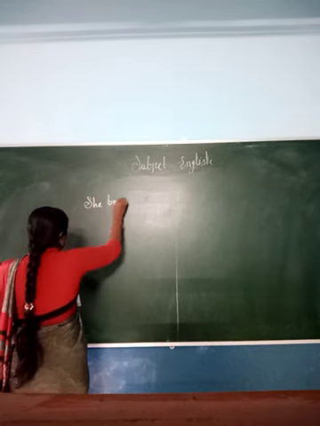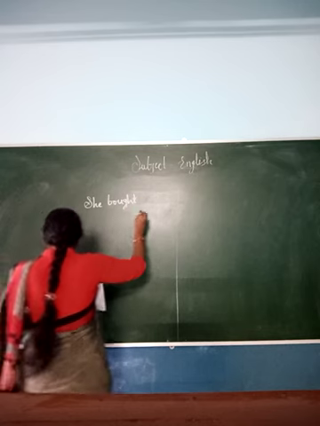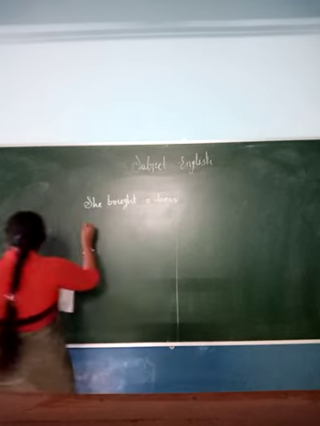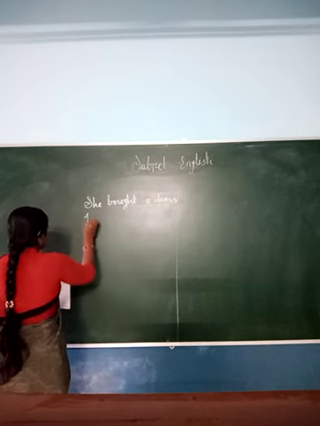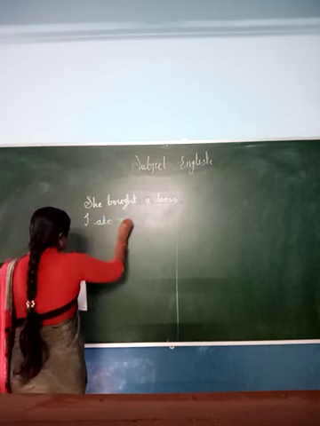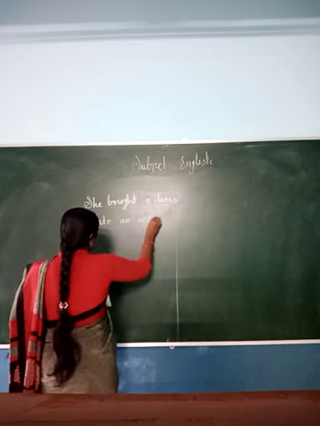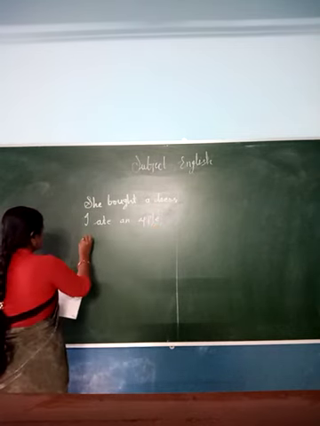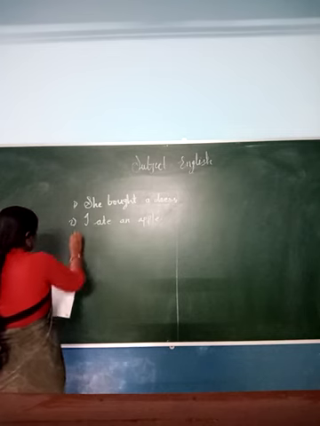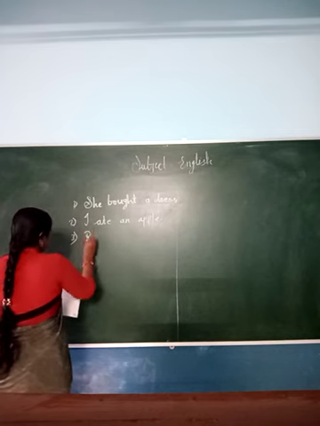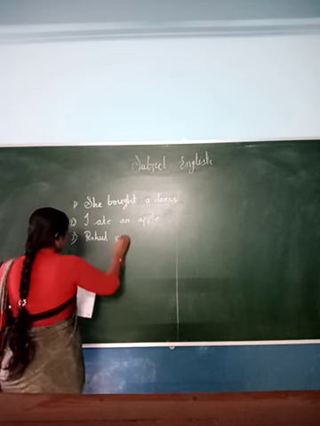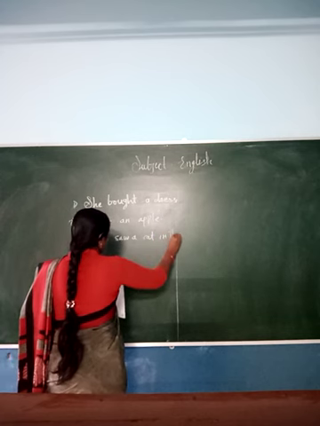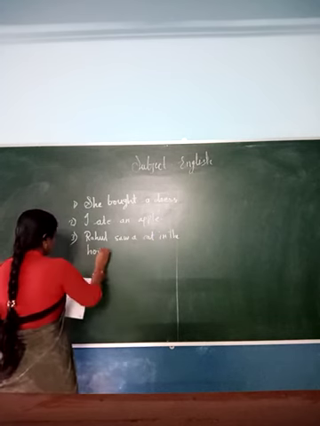She bought a dress. Stop. Next. I ate an apple. Stop. Then once again, next sentence I am writing here. Rahul saw a cat in the house. Full stop.